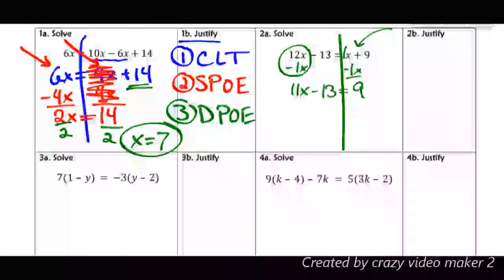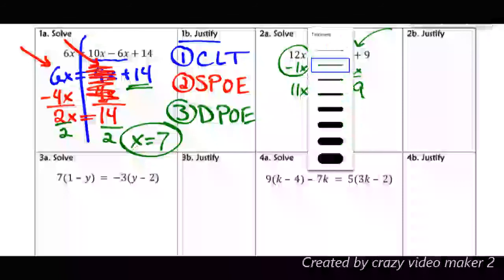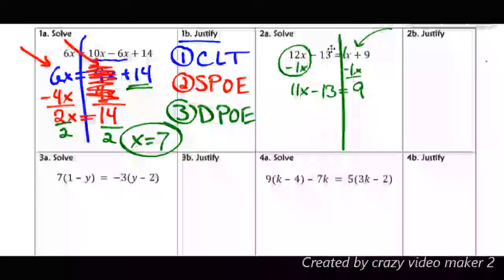Minus 13 equals 9. I just rewrite the rest of the equation. Now I just have a two-step equation. I want to cancel out that minus 13. Really, now I'm bringing my constant to the other side. My numbers, by themselves, have to go to the other side. So I do plus 13 and plus 13.